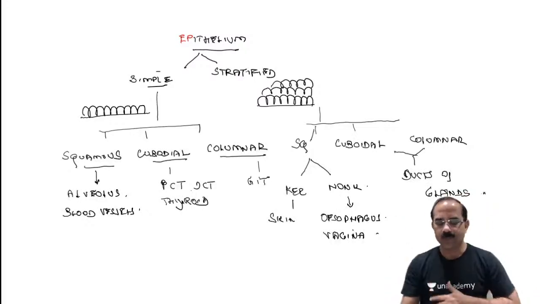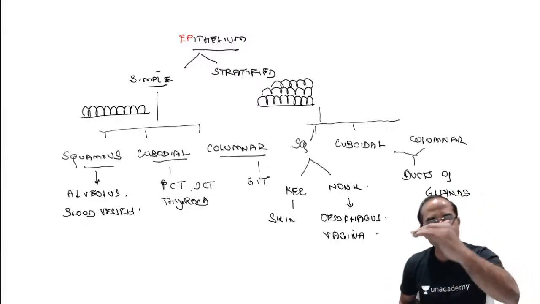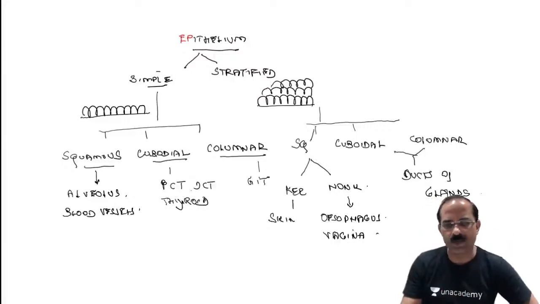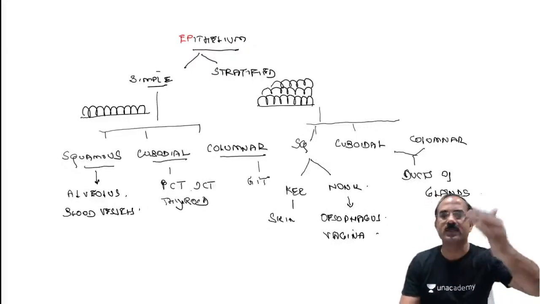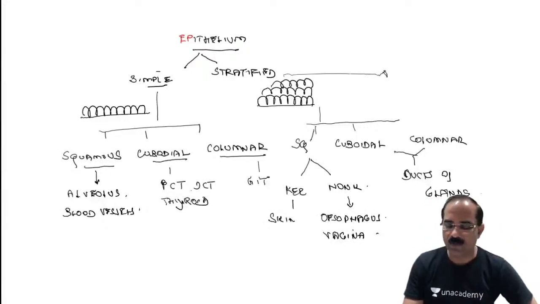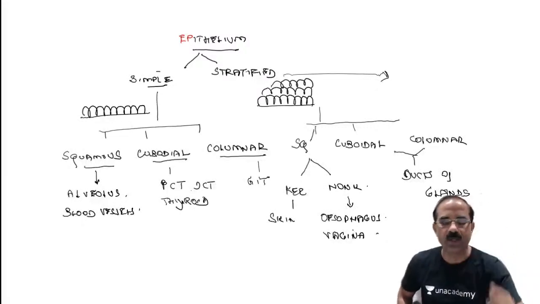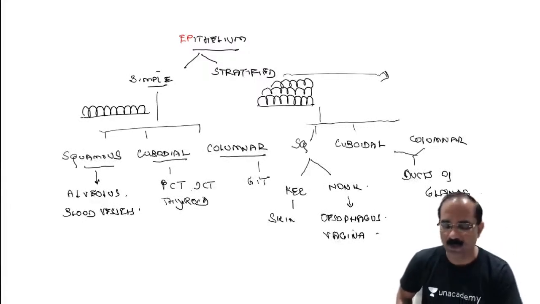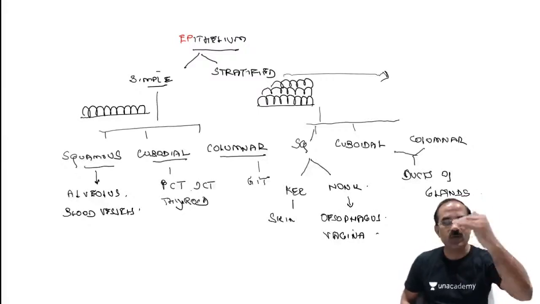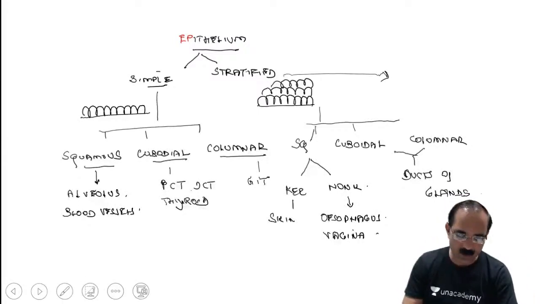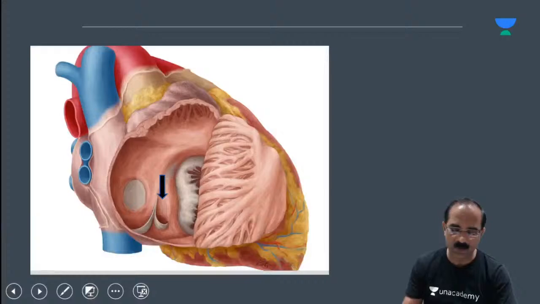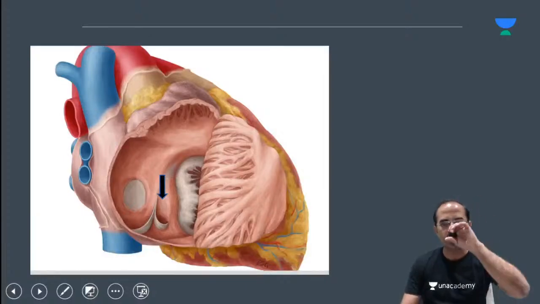The third type of epithelium is pseudostratified ciliated columnar. It's stratified only in appearance, but it is not actually stratified. It looks stratified. Pseudostratified ciliated columnar epithelium is a characteristic of respiratory epithelium. And the last one is transitional epithelium. Transitional epithelium is found in the urinary system, the urinary tract, the urothelium.